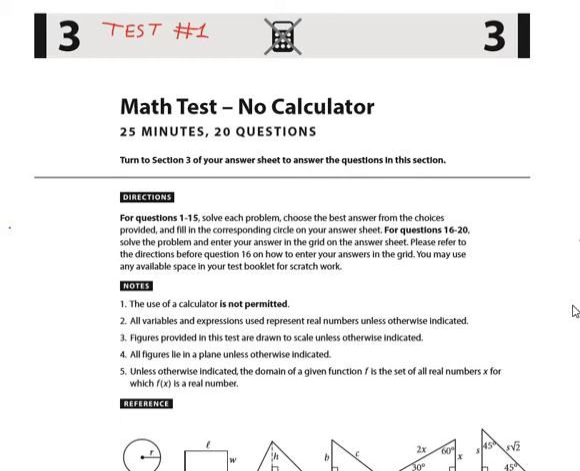Hi everybody. In this video series, we're going to solve full SAT math tests from College Board. This is test number 1, section 3. Section 3 is the no calculator part of the math test. In this section, you have 20 questions and 25 minutes.